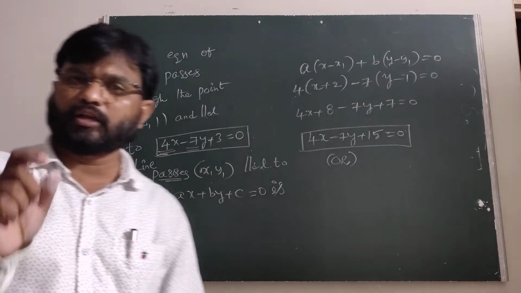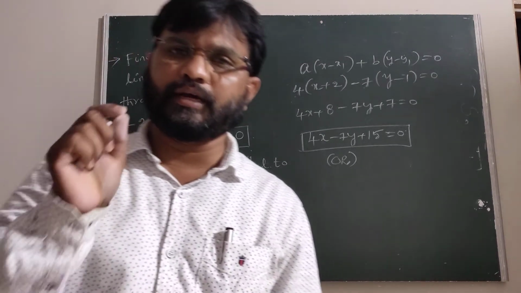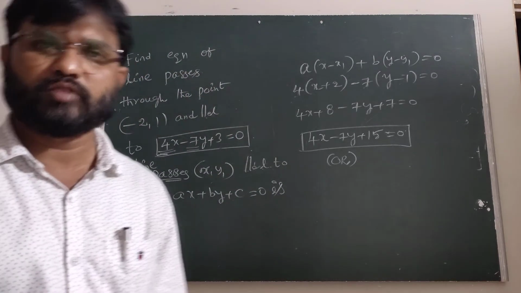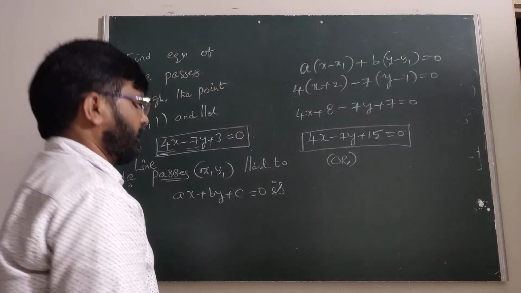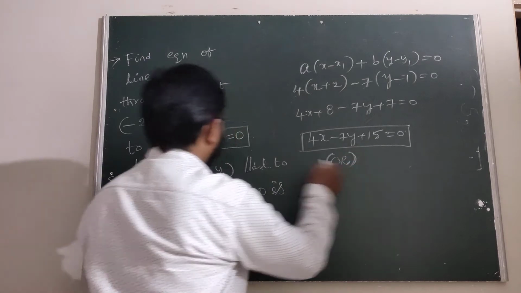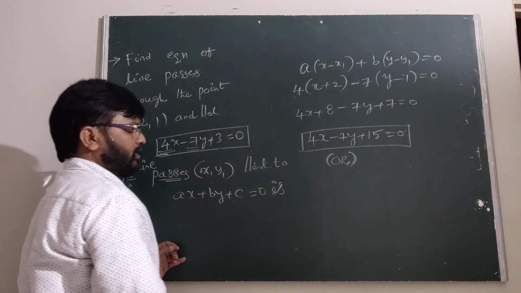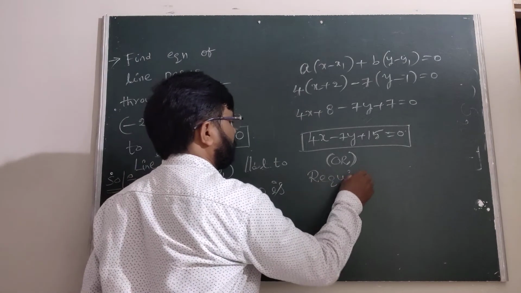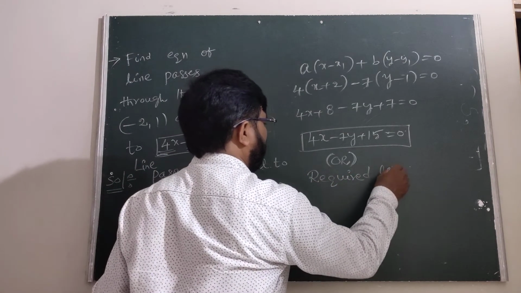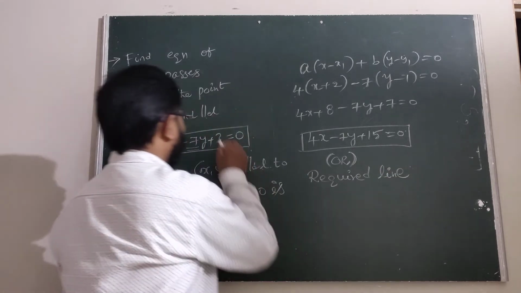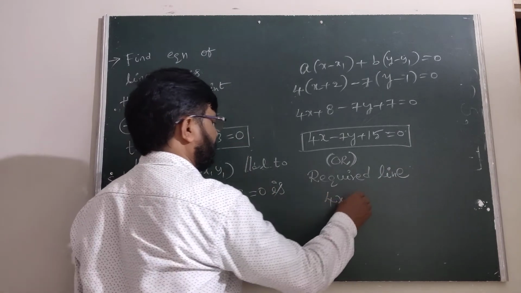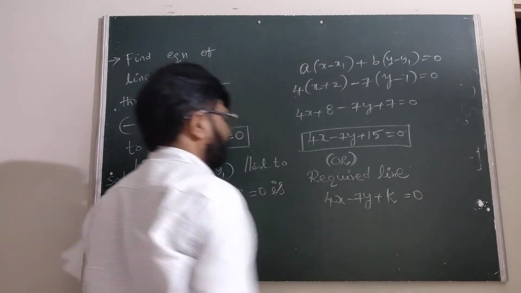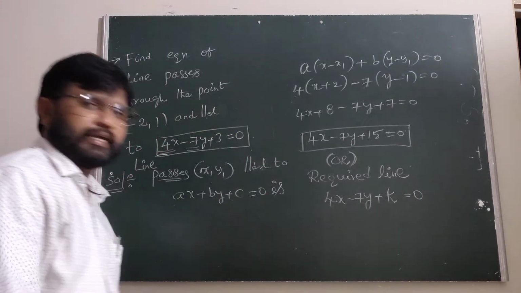Find the equation of the line which is passing through the point (x1, y1) and parallel to ax + by + c = 0. So another method is that we take only the difference in the constant. We can write the required line differing only by the constant, and instead of the constant we take k.